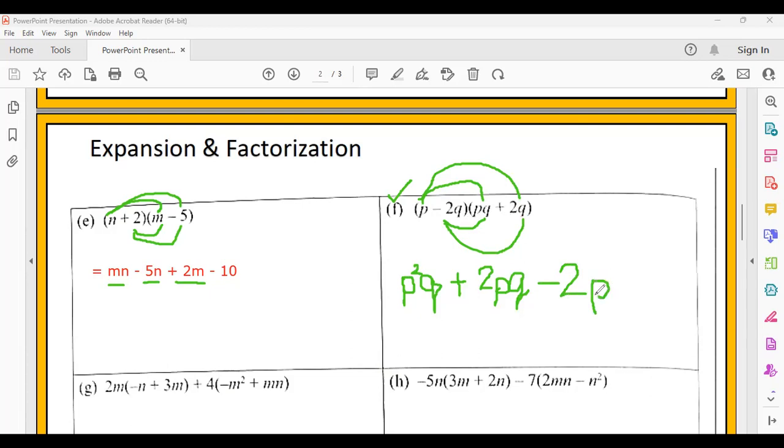2P, but Q is squared. Be careful. They always want to give you tricky questions. And negative 2 times positive 2 will be negative 4. Then worry about the unknown. Q times Q will be Q squared. None of the terms are the same, so you got to leave it like that.